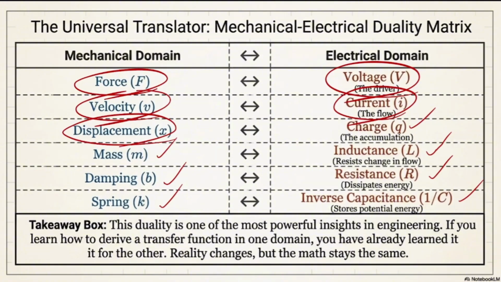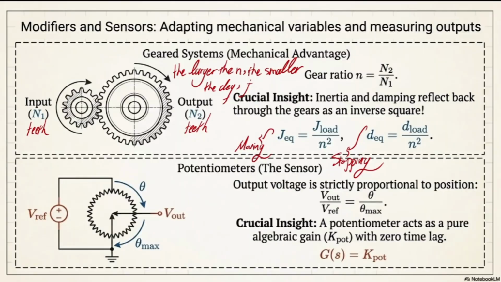So at the end of the day, your systems are going to act identically. The only things that change are the quantities related to them, for example, the force, the voltage, or whatever you have in mind. So let's talk about the modifiers and sensors. Let's talk about other examples.